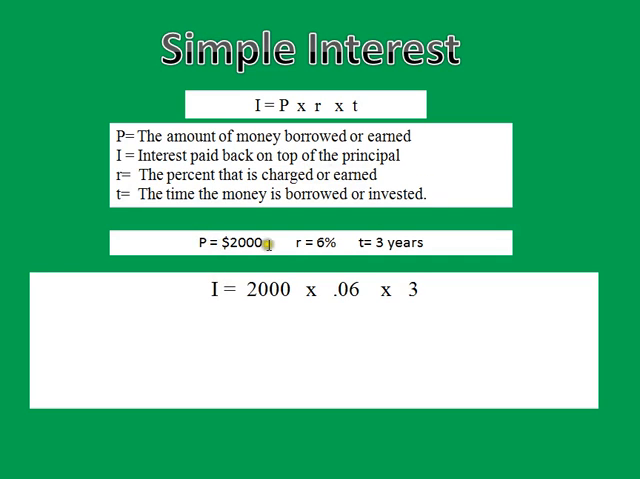Okay, so let's say that I borrowed my principal. I borrowed $2,000, and my rate was 6%, that the bank was going to charge me 6% interest, and I have 3 years to pay that money back. So I'm going to set it up using my simple interest formula. My interest is something I don't know yet. But I have $2,000 times 0.06. You have to turn this percentage into a decimal. And 6% is 6/100ths, 0.06, times 3 years.